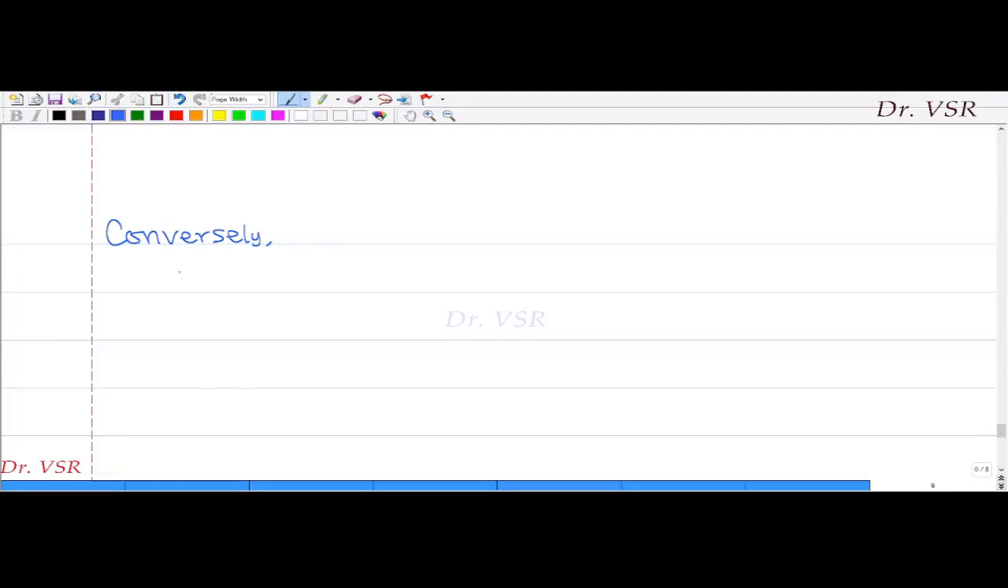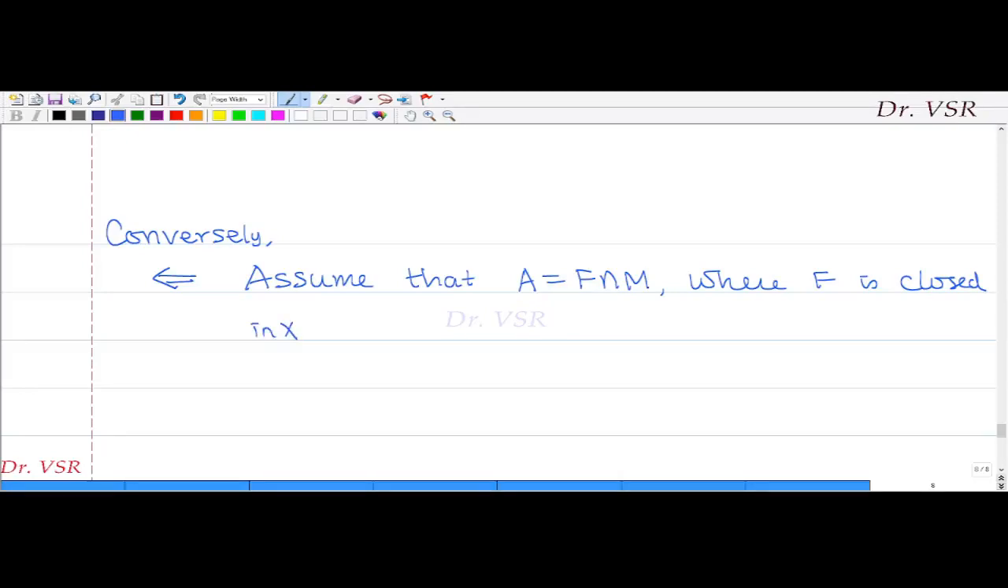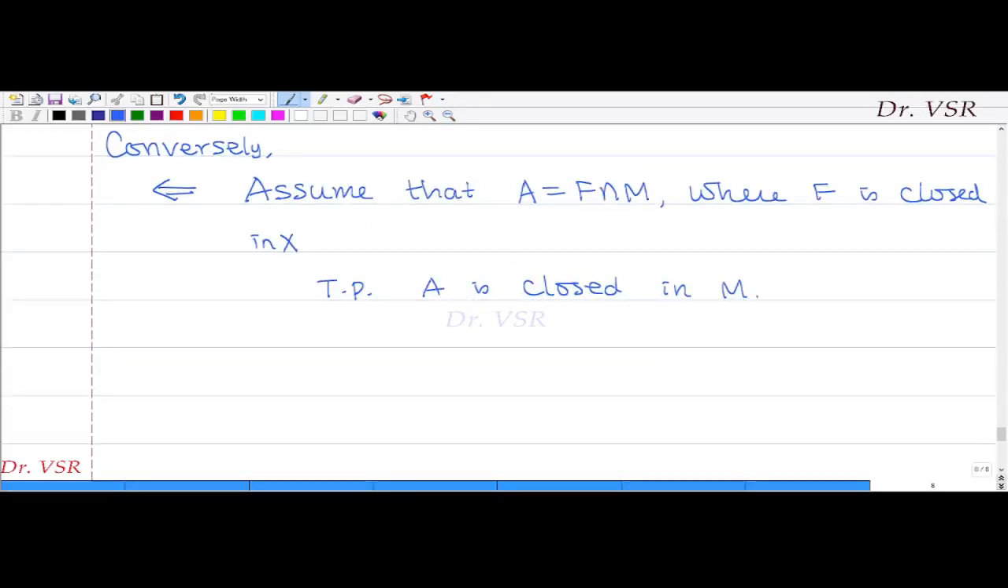assume the other part. OK, so assume that A can be expressed as F intersection with M, where F is closed in capital X. OK, that's all, this is enough. Now what do I have to prove? To prove, we need to show that A is closed in M.